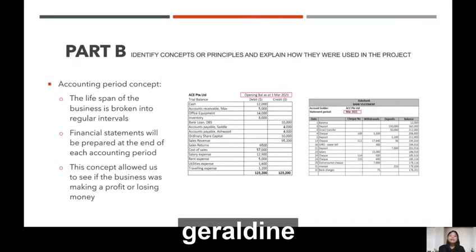This concept allows us to see if the business was making a profit or losing money. As shown in the trial balance on the right, its opening balance is as of 1st of March 2021. This shows that the accounting period only starts on the 1st of March 2021. Similarly, the bank statement's statement period is March 2021.